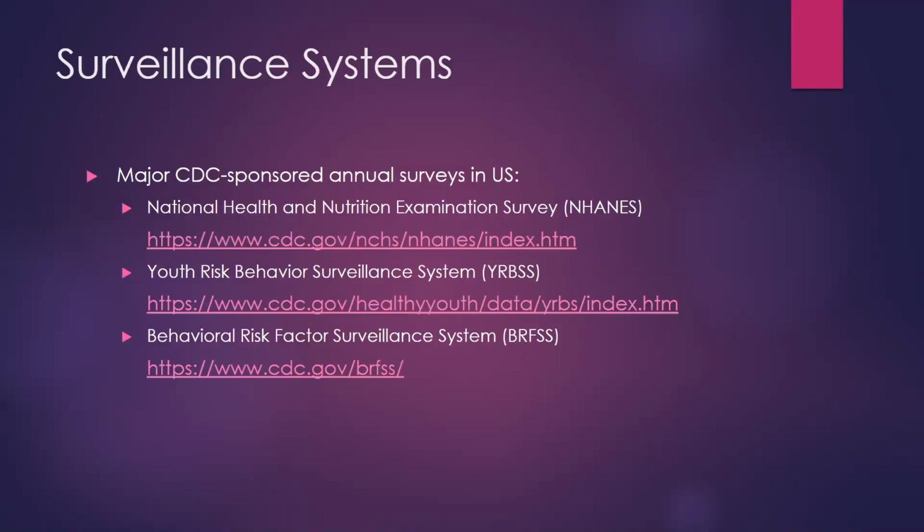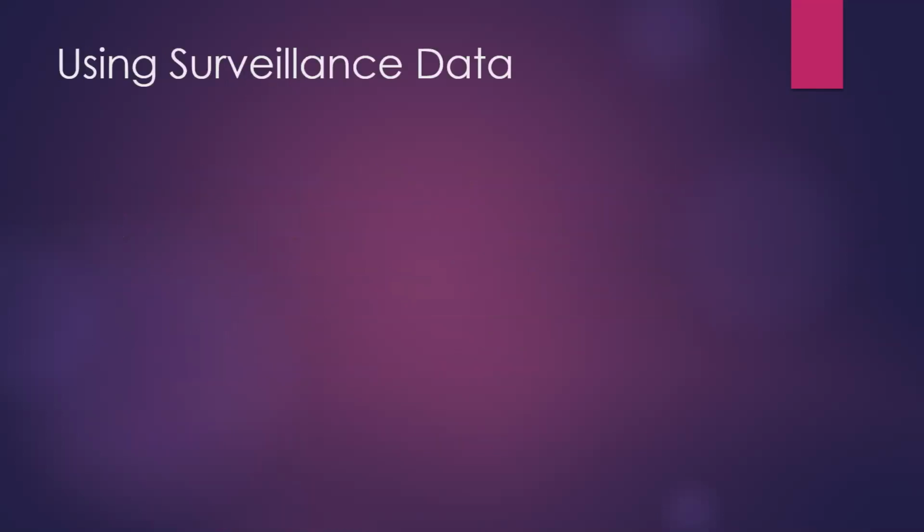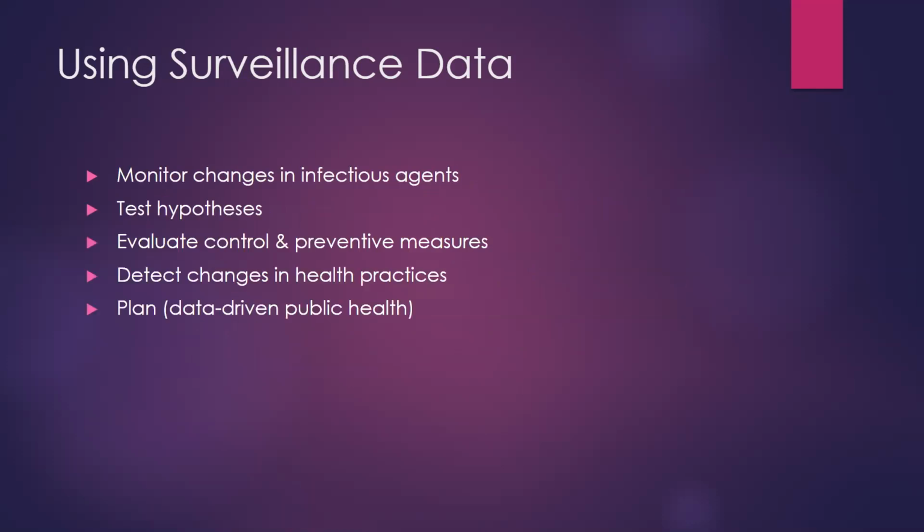And then the other major surveillance systems that are ongoing in the US are the National Health and Nutrition Examination Survey, which actually brings people in to take measurements. And then the Youth Risk Behavior Surveillance System, which samples young people in schools, and they do the surveys themselves. And the Behavioral Risk Factor Surveillance System, which is of adult, non-institutionalized members of the population via telephone. And those data are also available on various websites. I've included some about the BRFSS there.